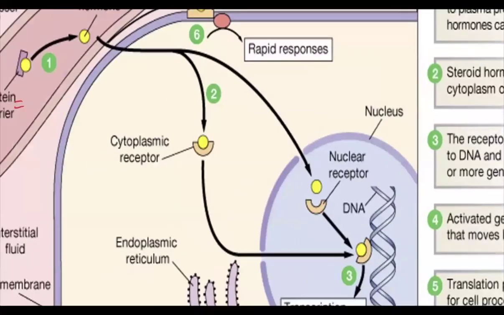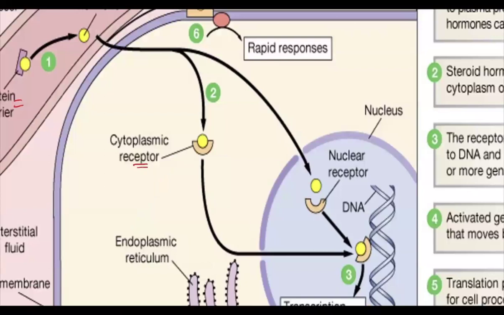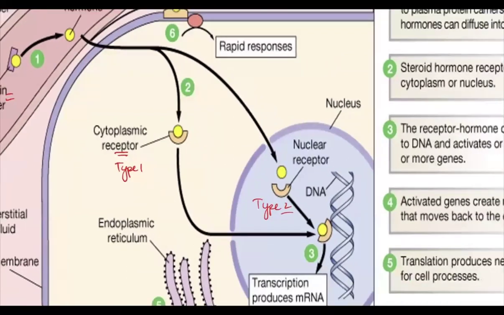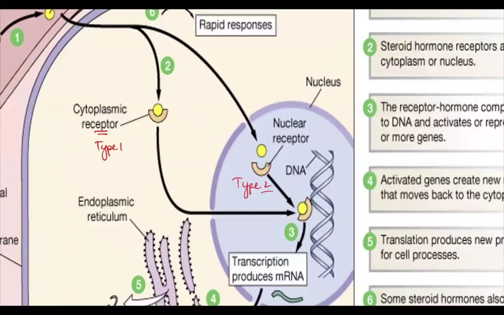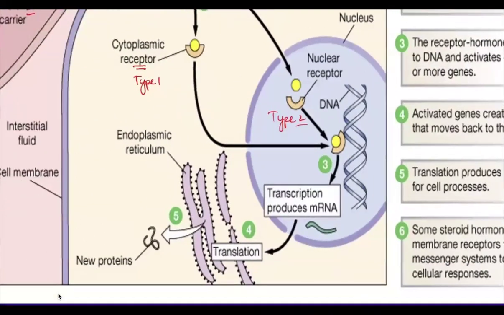So we'll come to this pathway first. They can either bind to a cytoplasmic receptor, which is, as I mentioned, a type 1 receptor, or they can move into the nucleus itself and they can bind to a type 2 receptor. Either way, once they have bound to their respective receptors, either in the cytoplasm or in the nucleus, they're going to bind to DNA and they're going to affect transcription and allow for certain proteins to be produced to carry out their action.